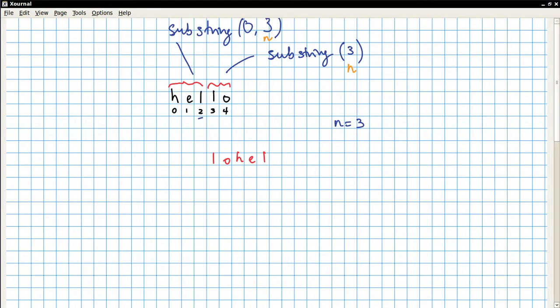Just in general, I like to come up with a specific example, like here, the hello, and then substitute the 3 with the n. It makes it easier than thinking about it completely abstractly.